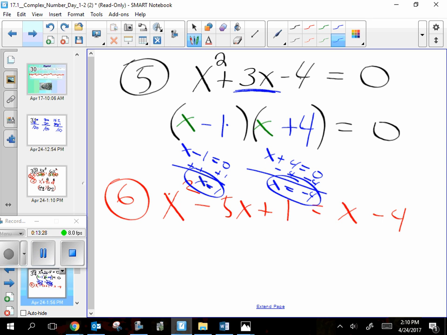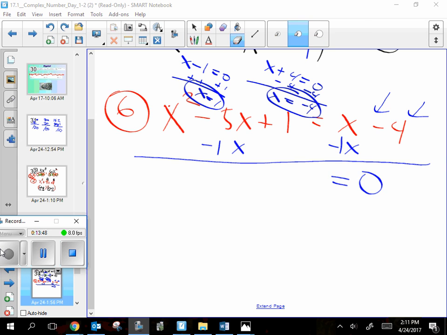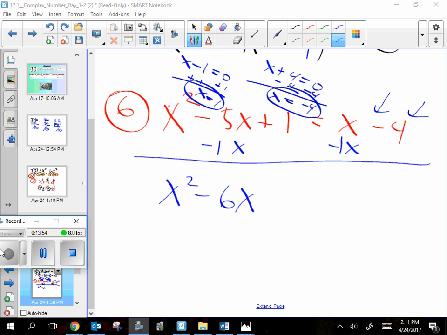And now number 6, the very last one. Okay, pausing for a second. All right, on to number 6. If I want this to equal 0, I got to get rid of the x and the negative 4. So I subtract an x. And a lot of people like to say that as 1x. I totally understand that, and I like it, so it's okay. Then I'm going to say x squared minus 6x plus 1 equals negative 4.